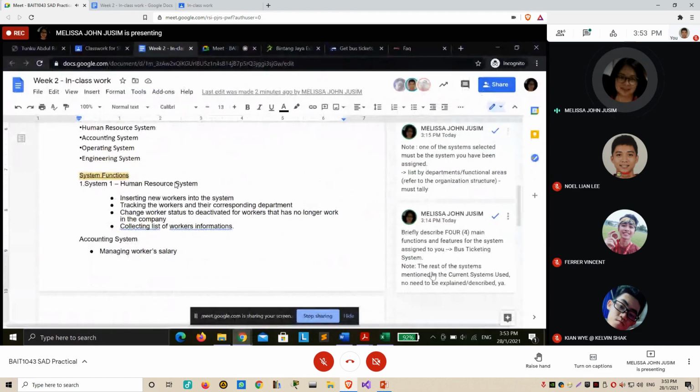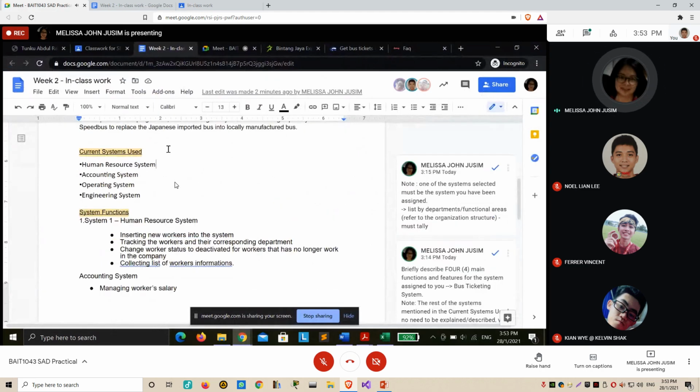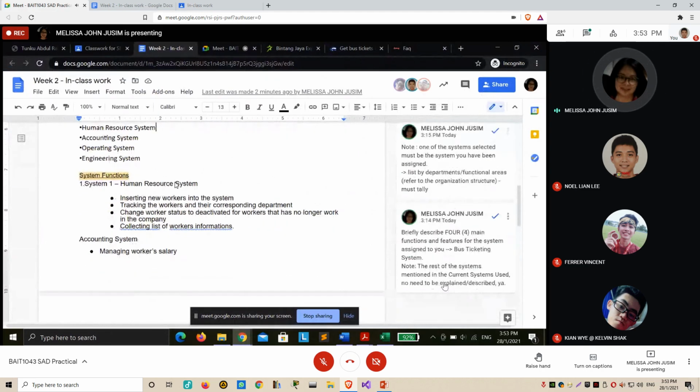Already mentioned, for the rest of the systems in this current system use, no need to describe the four main functions, or four main features. So under system function, it should be bus ticketing system and then function 1, what, function 2, what, function 3, what, and so on. In this case, you need to research the available bus ticketing systems. So for your case, what would you like?